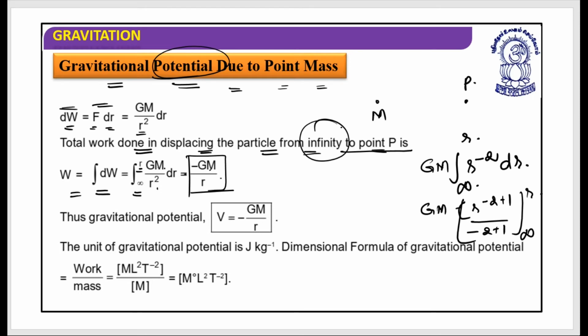Mass is here. This is point P, which is at a distance of r, and you want the potential at this point. So gravitational potential due to a point mass is minus GM by r. One very important thing is this potential is a scalar quantity. Always remember that when we come to the word potential, it is always scalar. And when we come to the word intensity or field, it is always vector.